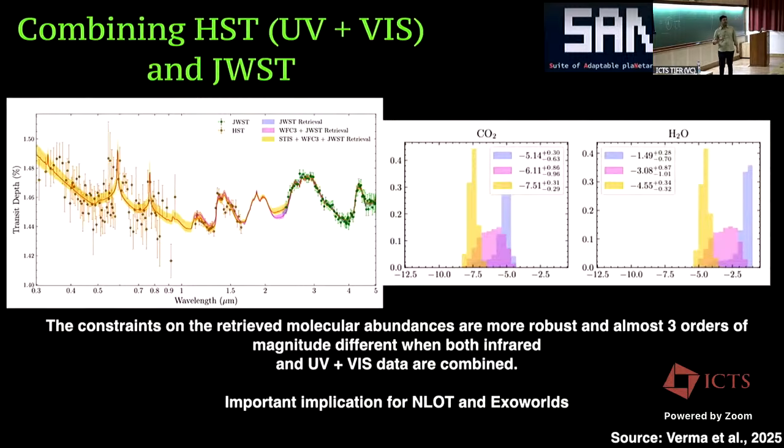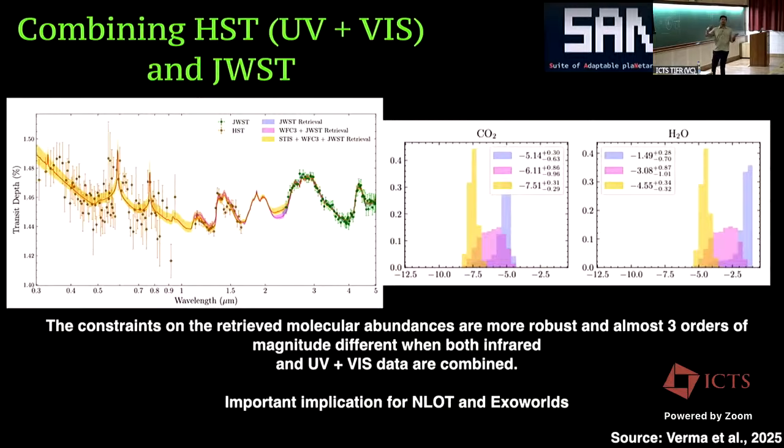So when we apply our retrieval techniques, we find that the constraints on the abundances of the molecules that are easily detected, CO2 and H2O, differ by almost 3 orders of magnitude if we just use JWST data compared to when we combine with HST, the optical data. So this has very big implications: with JWST alone, we cannot get accurate constraints on the abundances of the different species in all the different planets that we are studying. And we need optical data.